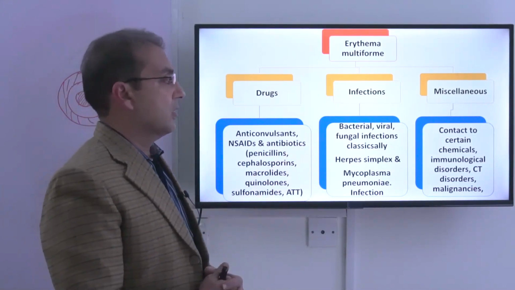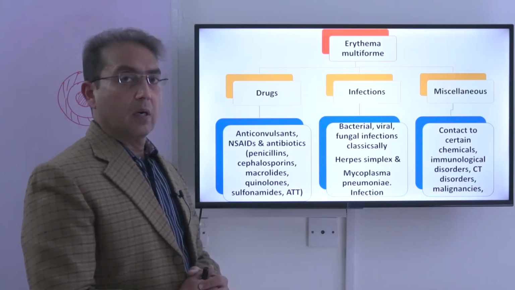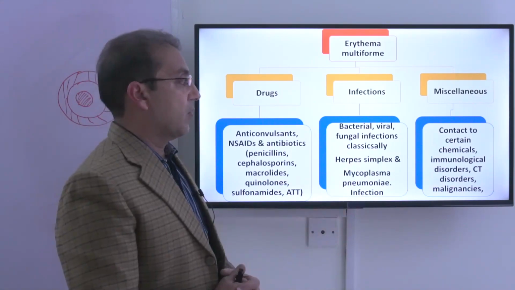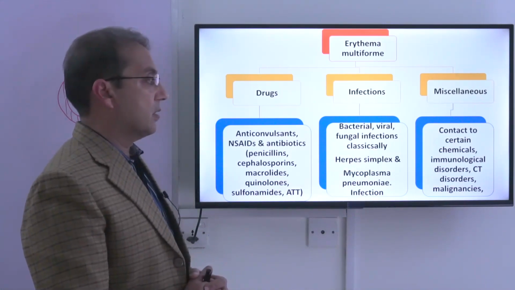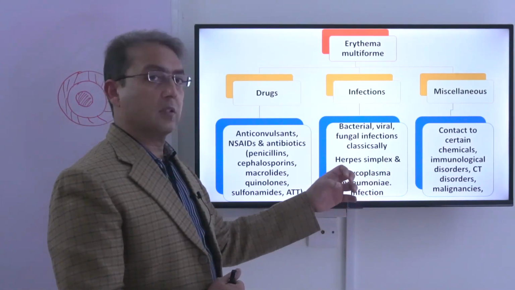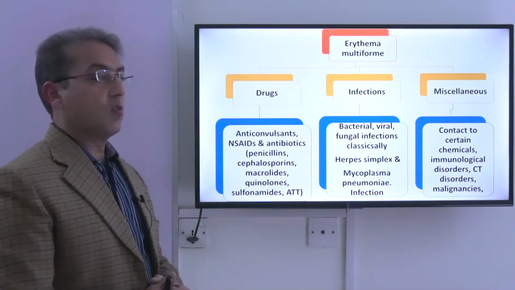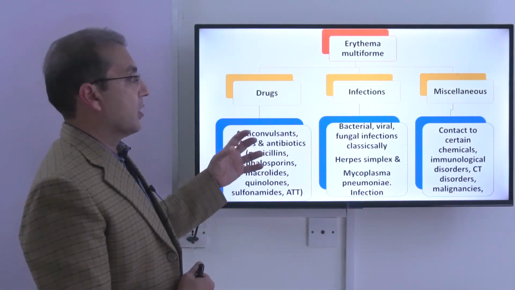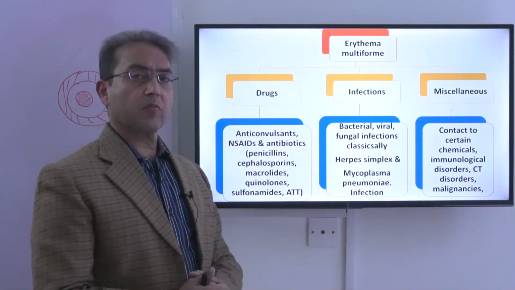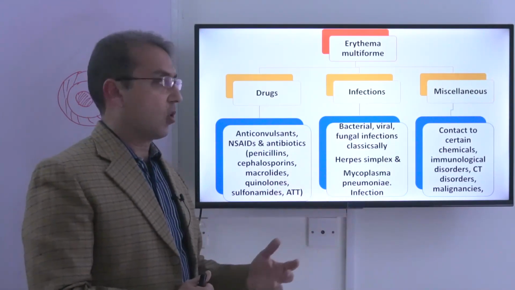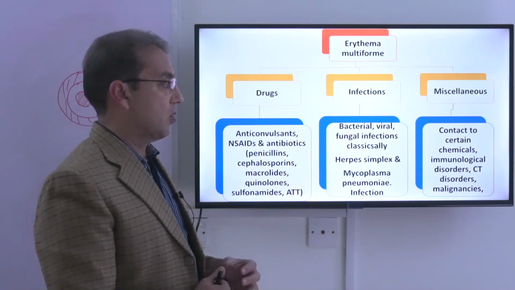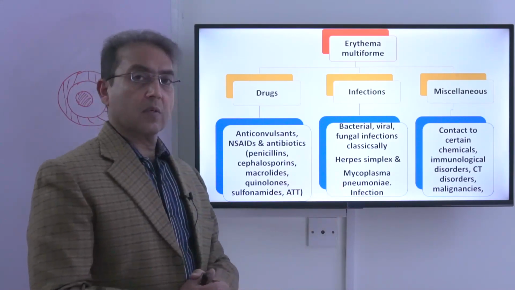Certain miscellaneous reasons may be the cause of erythema multiforme. For example, contact with certain chemicals, immunological disorders, connective tissue disorders, and certain malignancies. So you may find erythema multiforme which is mostly because of drugs, and then it may be because of certain infections, and it may be because of miscellaneous causes like immunological reactions, CT disorders, or contact dermatitis, or it may be seen in certain malignancies.